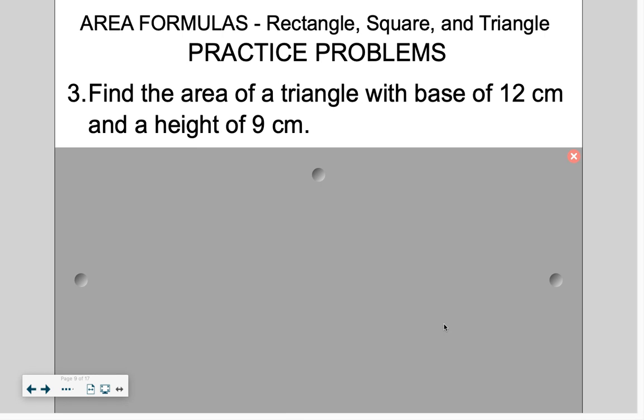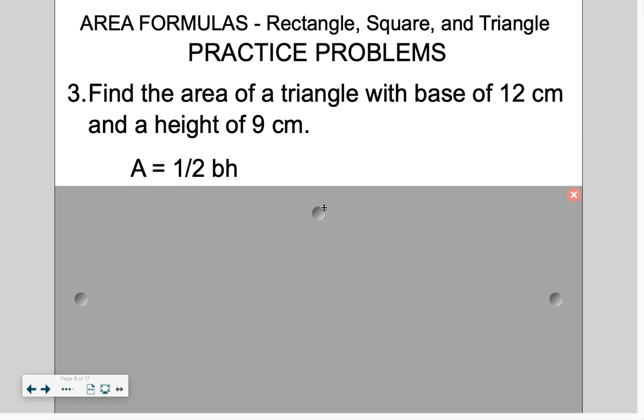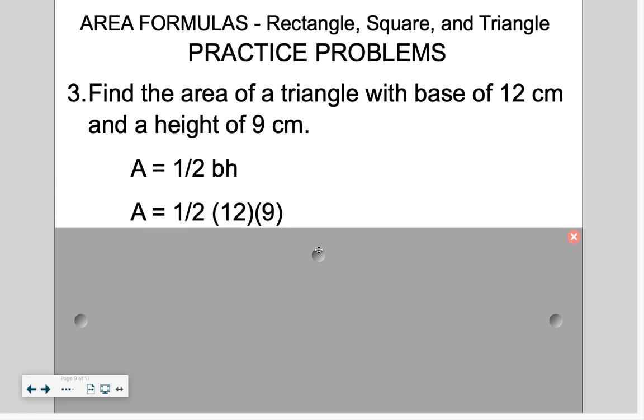Okay, you're being asked to find the area of a triangle with a base of 12 centimeters and a height of 9 centimeters. So again, let's make sure we have our formula down. There's our formula for area of a triangle. We're going to go ahead and plug in our values of 12 and 9 as the base and the height.